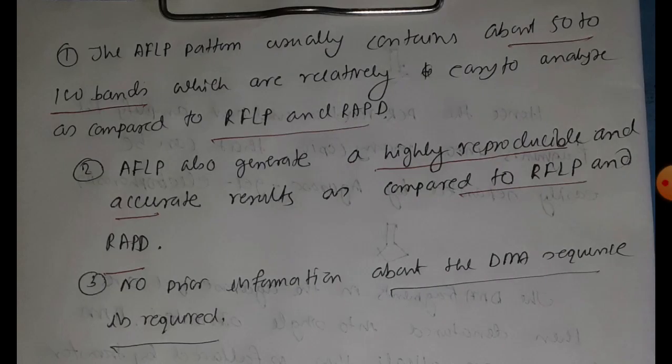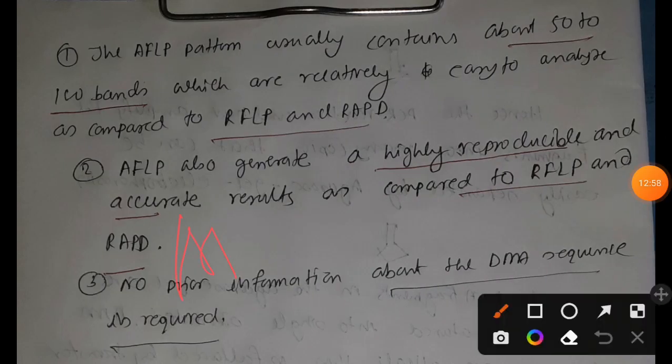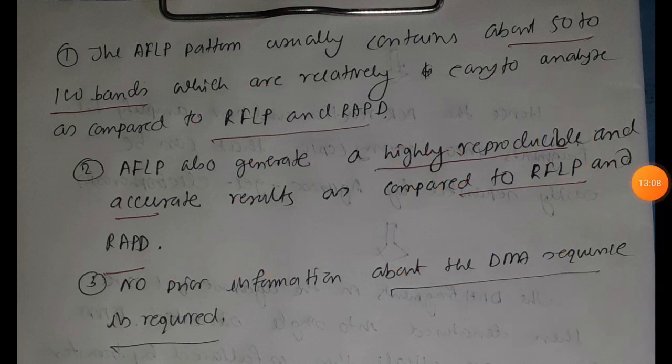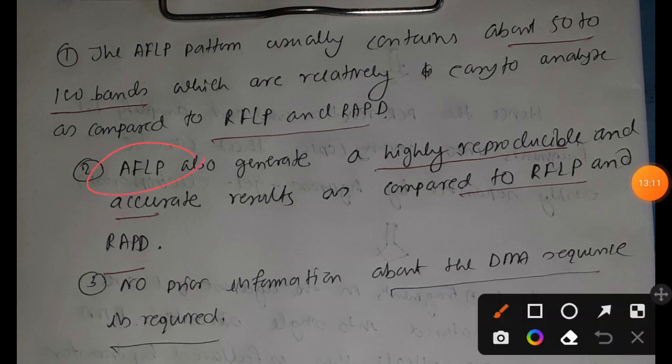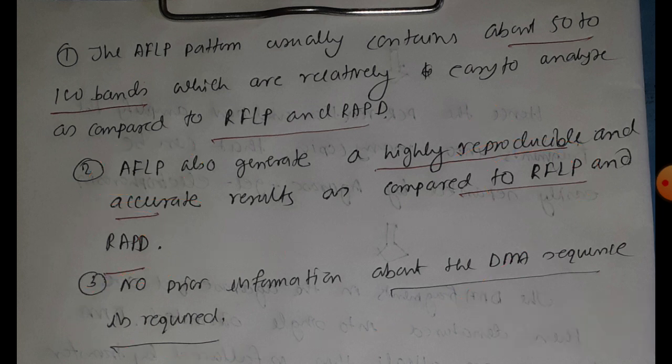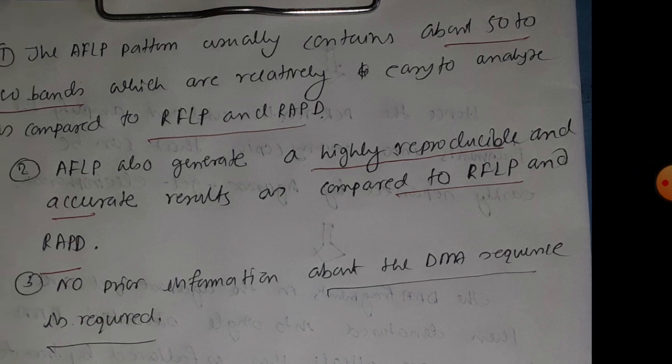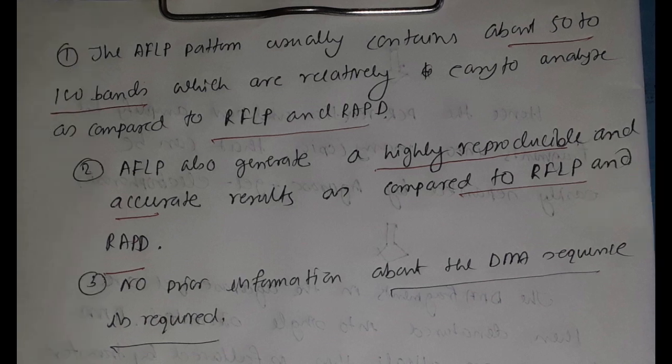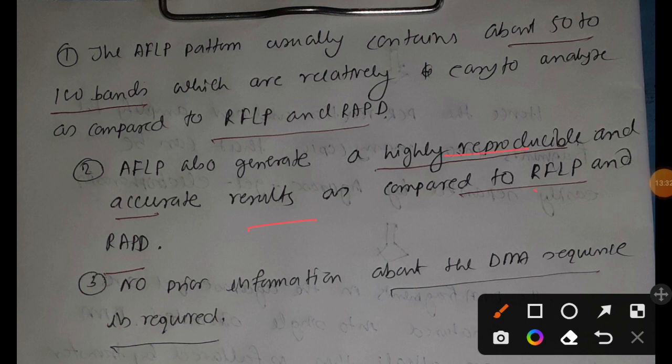So let me tell you that with the help of the AFLP technique we can get 50 to 100 bands. Those bands are easy to analyze as compared to RFLP and RAPD. Also, AFLP can produce a highly reproducible and accurate result as compared to RFLP and RAPD. And an important thing, no prior information about the DNA sequence is required because we are using adapters, right? These adapters solve the problem of using primers, because we can construct primers on the basis of the sequence of the adapter.